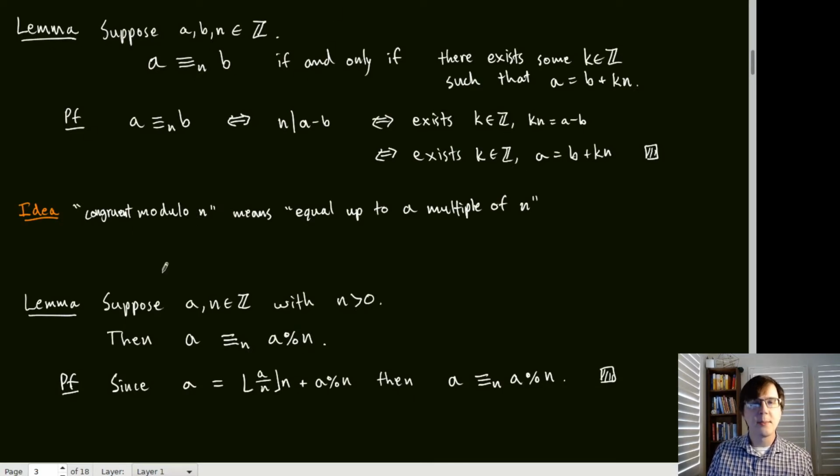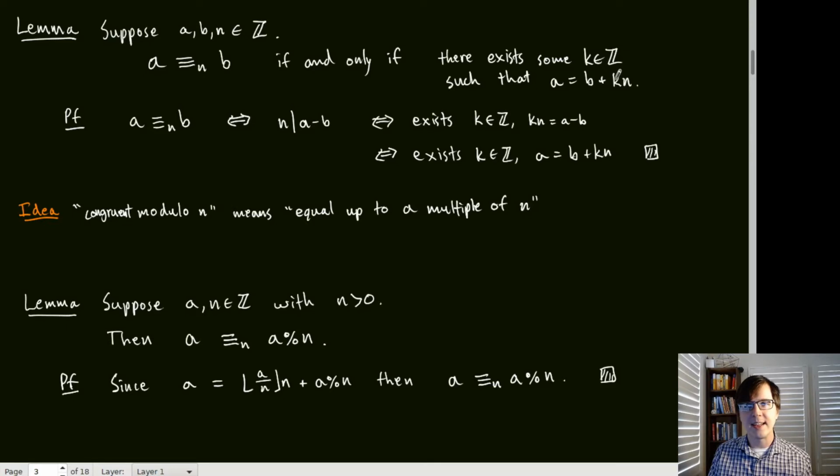Here are some lemmas that give us some characterizations of congruence that will help us get some more understanding of how all this is supposed to work. Let's say a, b, and n are integers like before. Then a is congruent to b mod n if and only if there exists some integer k such that a equals b plus kn. So this is just rewriting the definition of congruence.